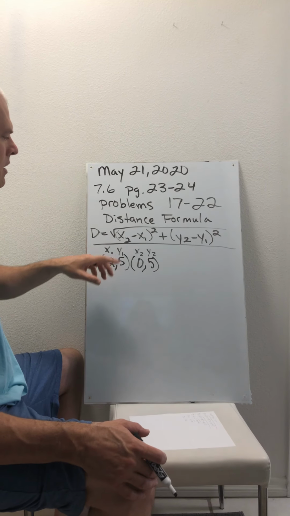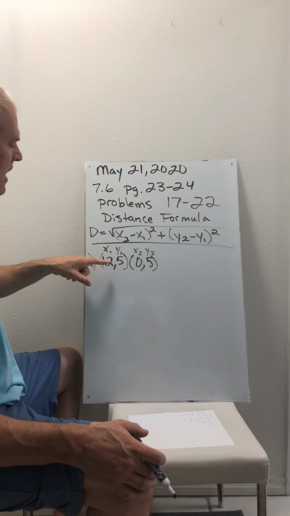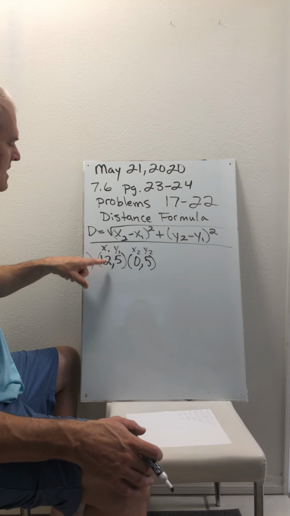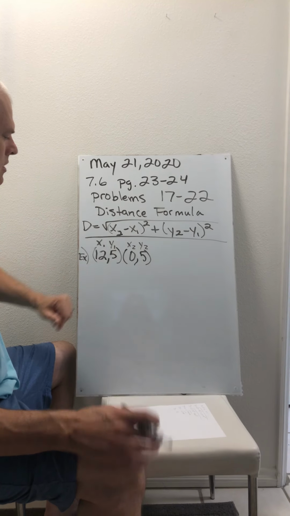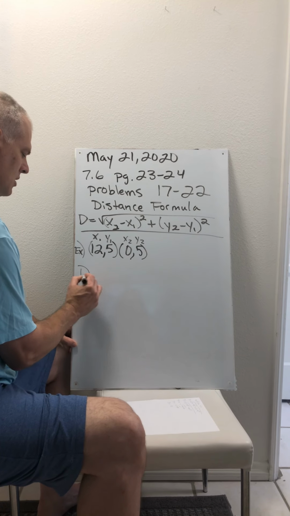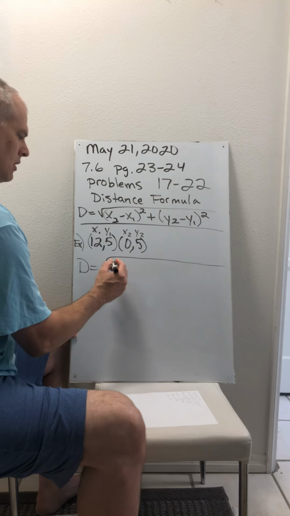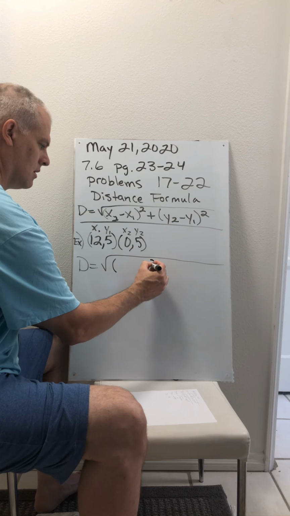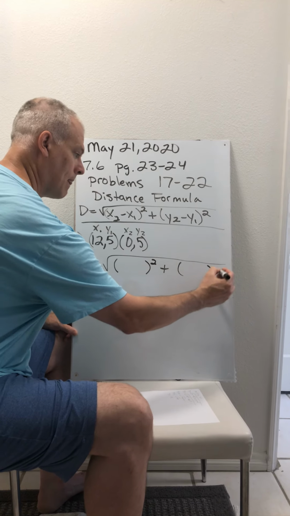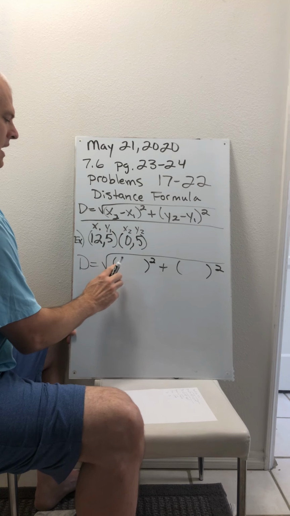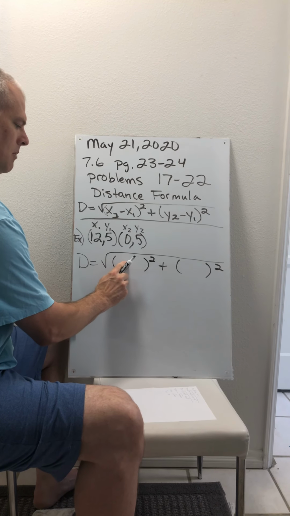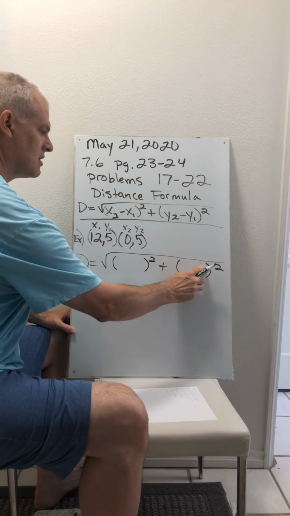What does that really mean? Well, I have to identify the points as x1, y1, x2, y2. So what we do is we first put d equals and we put the big square root sign. Okay, so in the parentheses, I'm going to label them as x2 minus x1 and y2 minus y1.